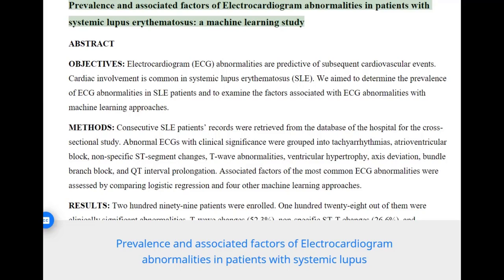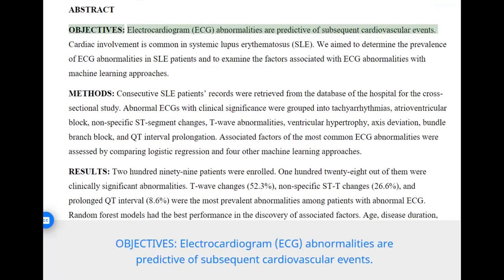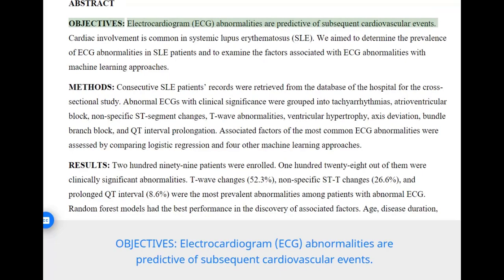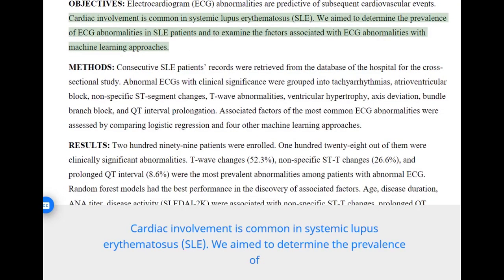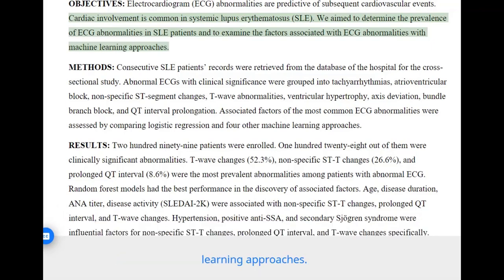Prevalence and associated factors of electrocardiogram abnormalities in patients with systemic lupus erythematosus: a machine learning study. Abstract. Objectives: electrocardiogram, ECG, abnormalities are predictive of subsequent cardiovascular events. Cardiac involvement is common in systemic lupus erythematosus, SLE. We aim to determine the prevalence of ECG abnormalities in SLE patients and to examine the factors associated with ECG abnormalities with machine learning approaches.